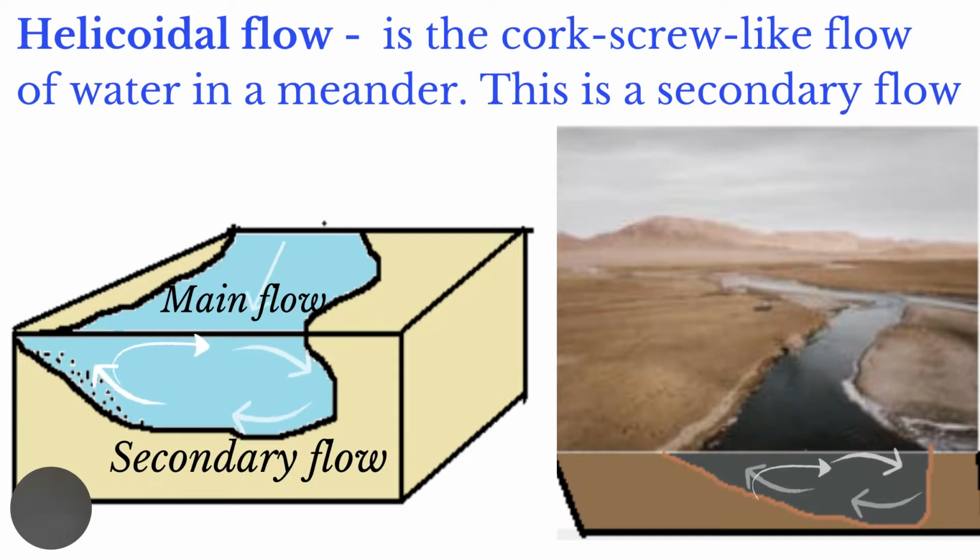Helicoidal flow is a secondary flow and is mainly found in meandering streams. It is a corkscrew movement where water moves at or near the surface from the inner bank to the outer bank of a meander, then goes down and returns to the inner bank near to the riverbed.